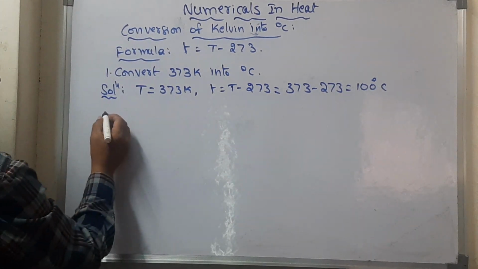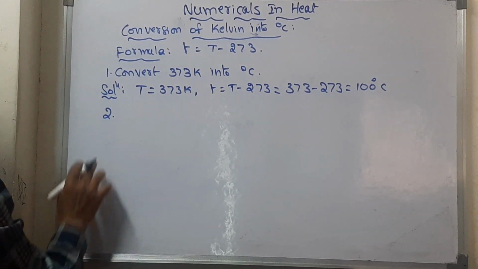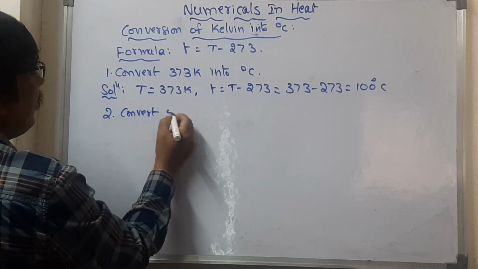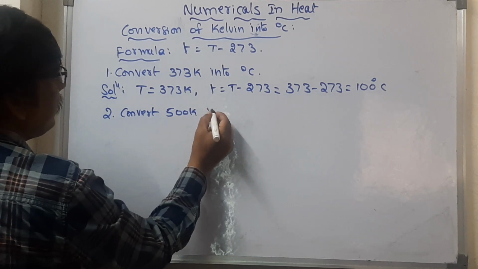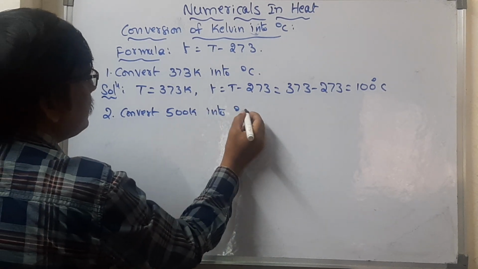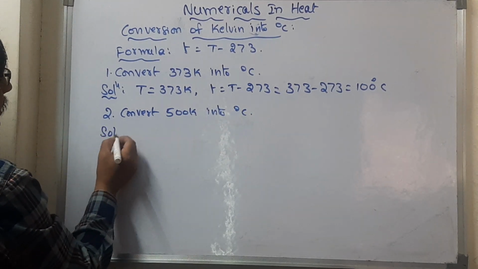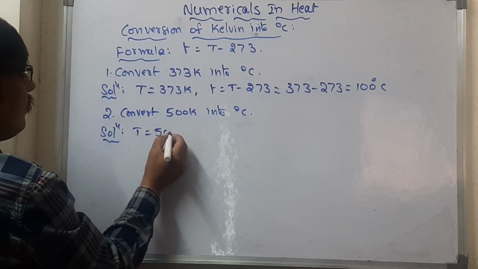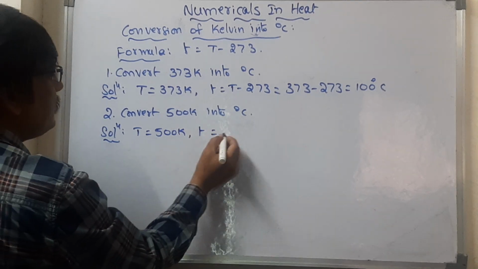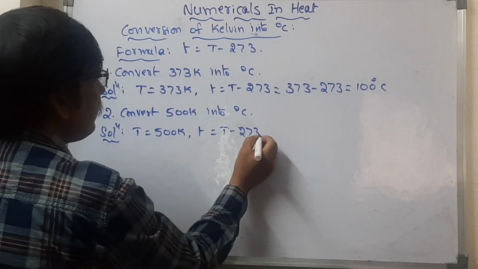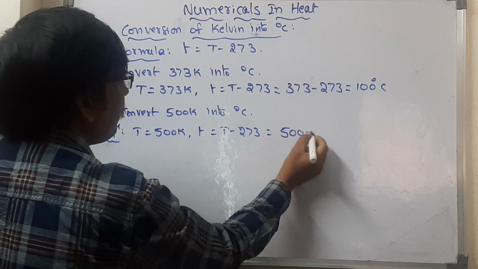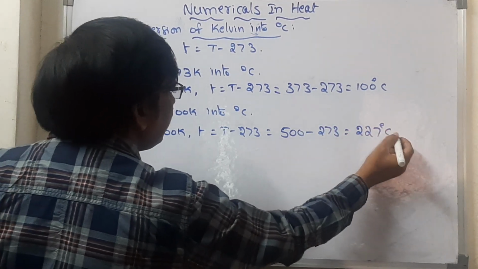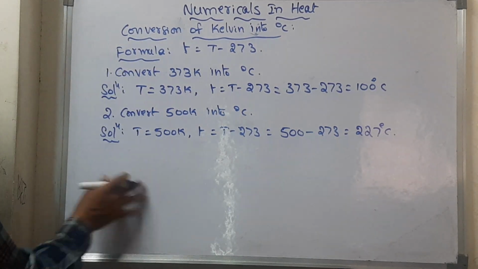Okay, right. And next one is this. Convert 500 K into degree Celsius. So the same procedure we can write. Capital T is equal to 500 K given. Small t is equal to capital T minus 273. That is 500 minus 273. That is equal to 227 degree Celsius. Okay, in this way the conversion will be.